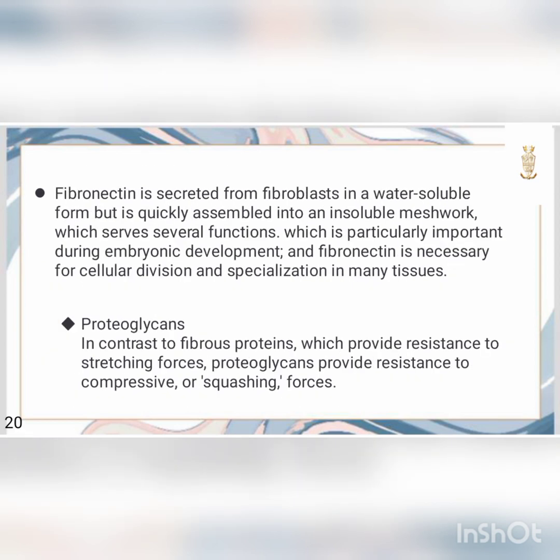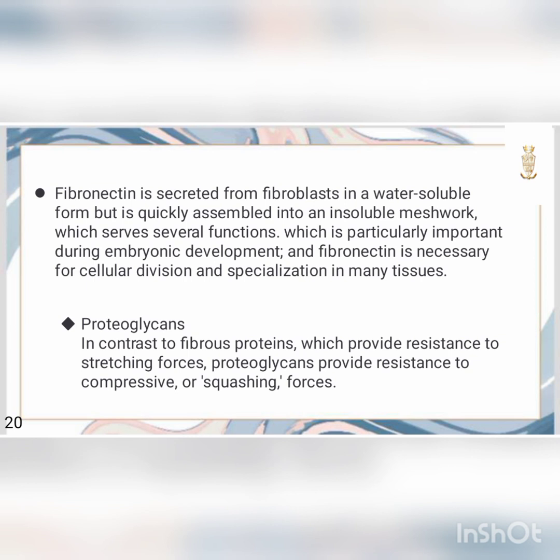Fibronectin is a protein which is secreted from the fibroblast in a water soluble form, but it is quickly assembled into an insoluble meshwork. It is mainly important during the embryonic development, also necessary for the cellular division and specialization in many tissues.